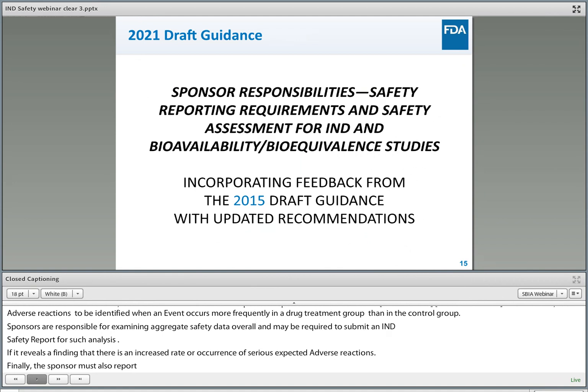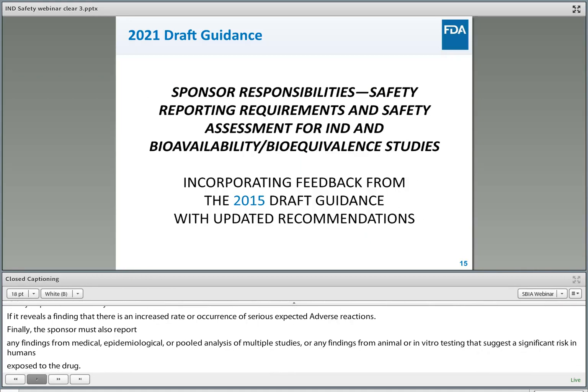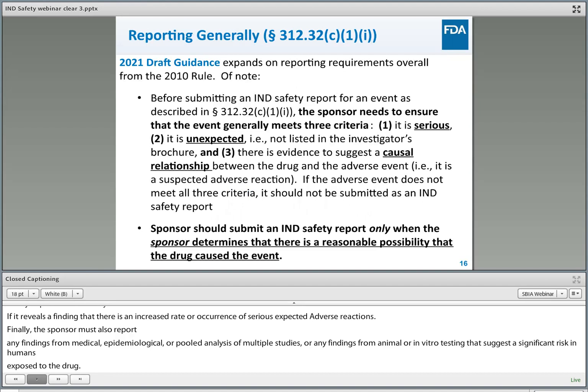As mentioned previously, the new draft guidance includes changes in the recommendations based on feedback from the 2015 guidance. Next, we'll discuss the key updates in the new draft guidance for sponsors.